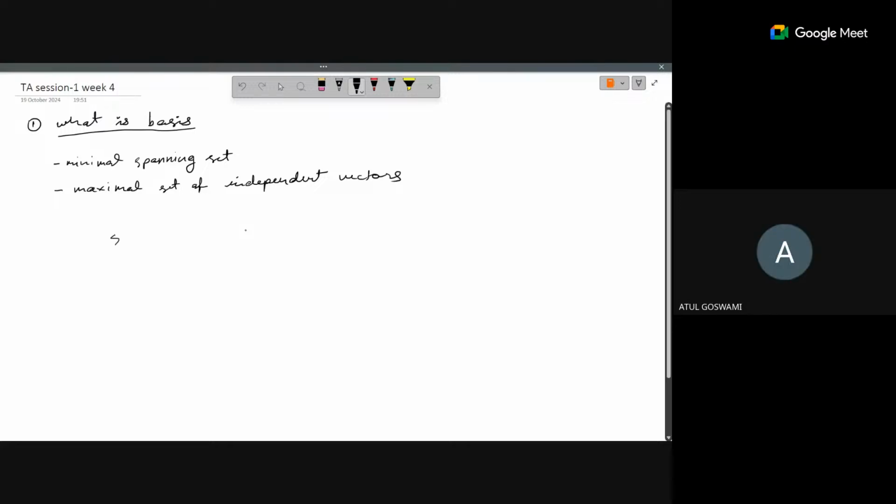So this will be the smallest number of vectors. If we take all the linear combinations of these vectors, we will be able to span a space, a vector space. Maybe I'm taking a plane, a two-dimensional vector space.